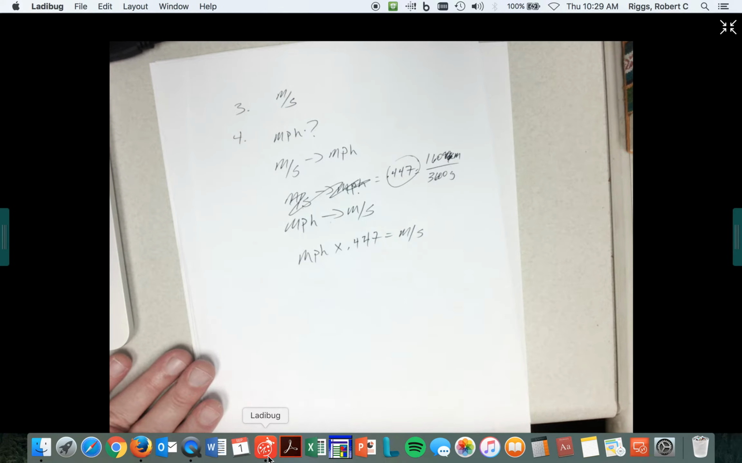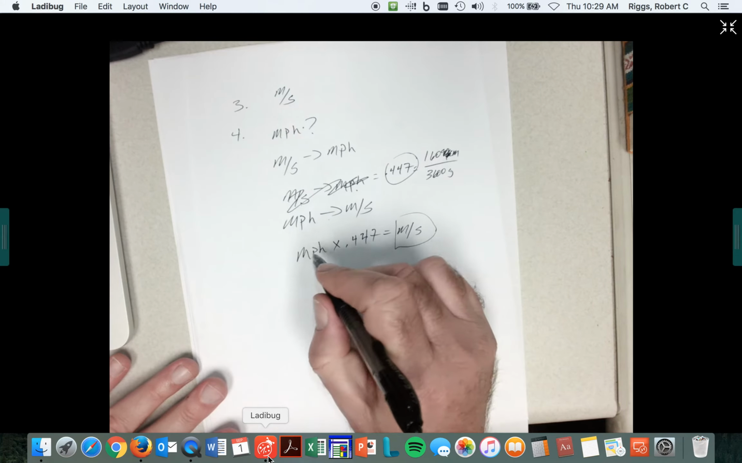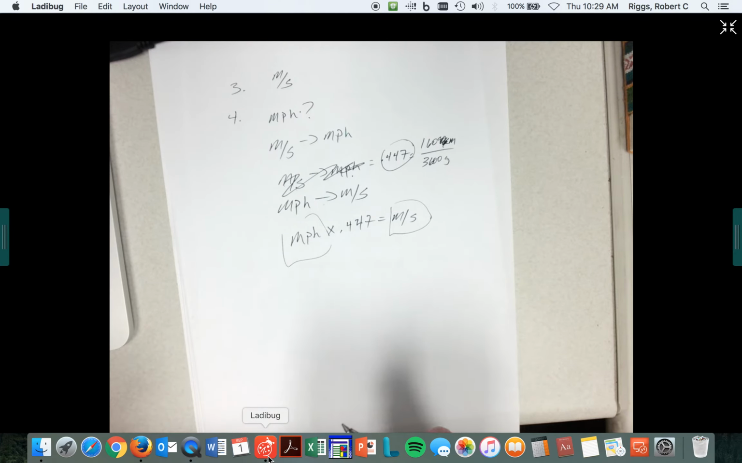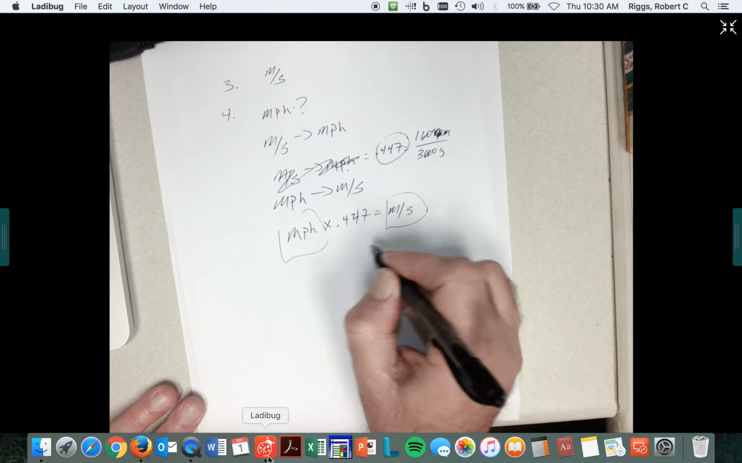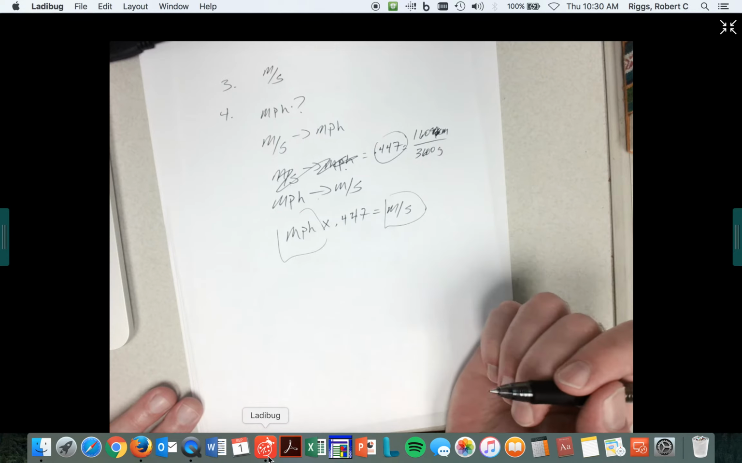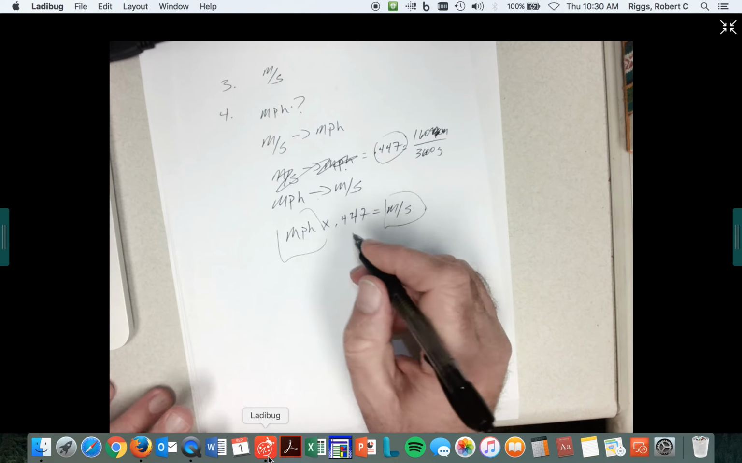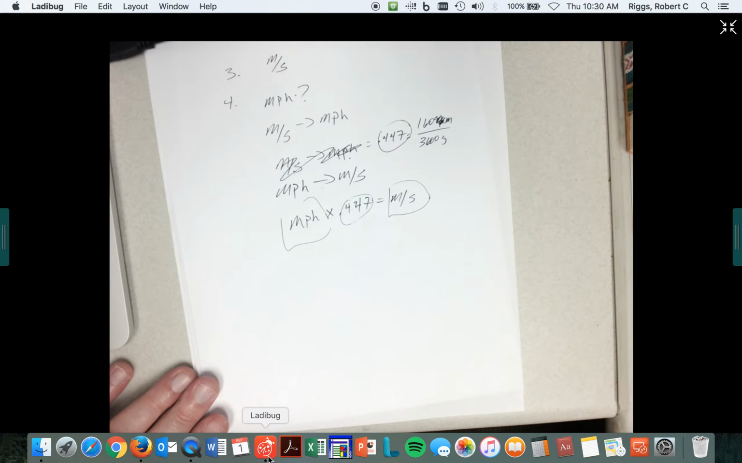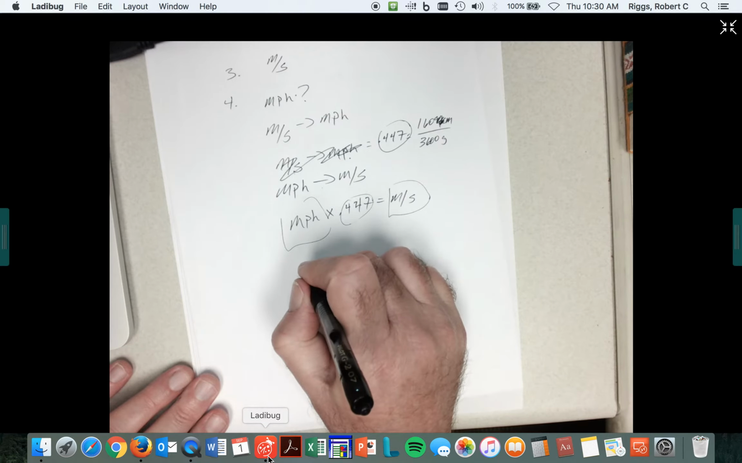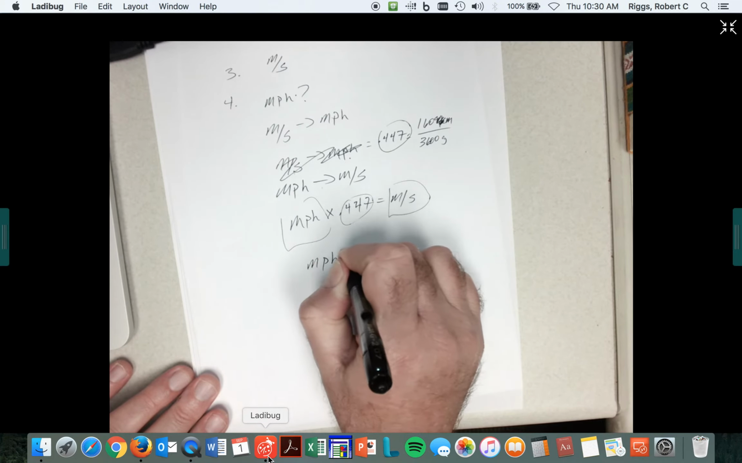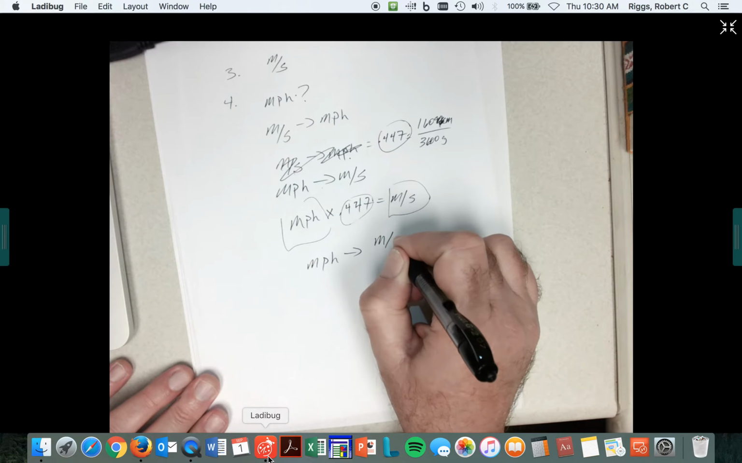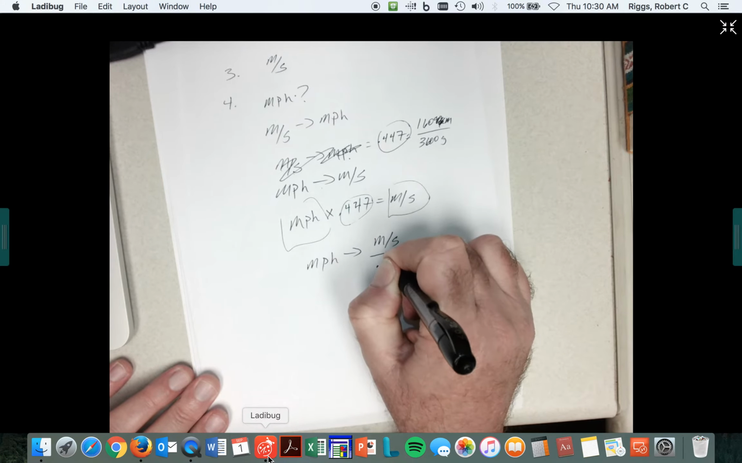What happens if we're given meters per second and we want to solve for miles per hour? Well, look what we have. You all know how to do this. If you've got 3x equals 6, how do you solve for x? You divide. So to get miles per hour, you take the meters per second that you're given divided by 0.447.